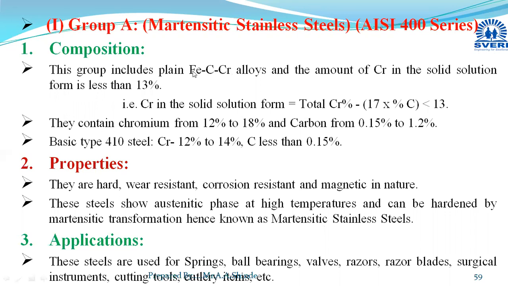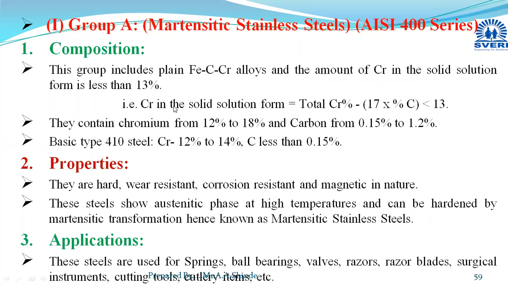Okay. This group is iron carbon alloy with addition of chromium. Now here, depending on the percentage of chromium, we have classified stainless steel. In this group A or martensitic stainless steel, the amount of chromium present in the form of solid solution is less than 13%.